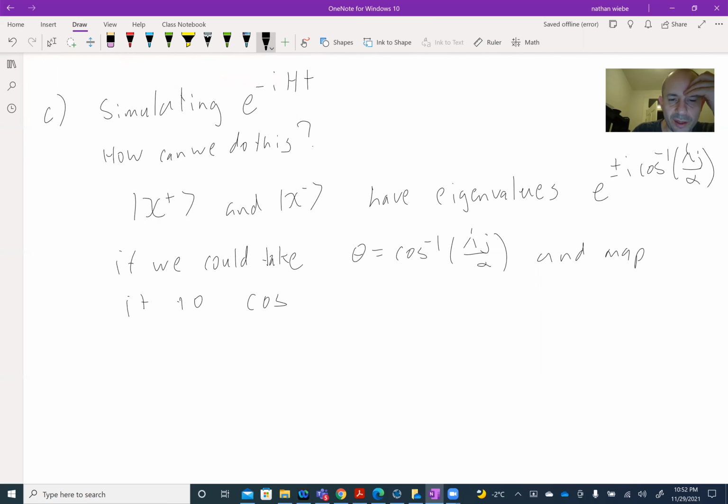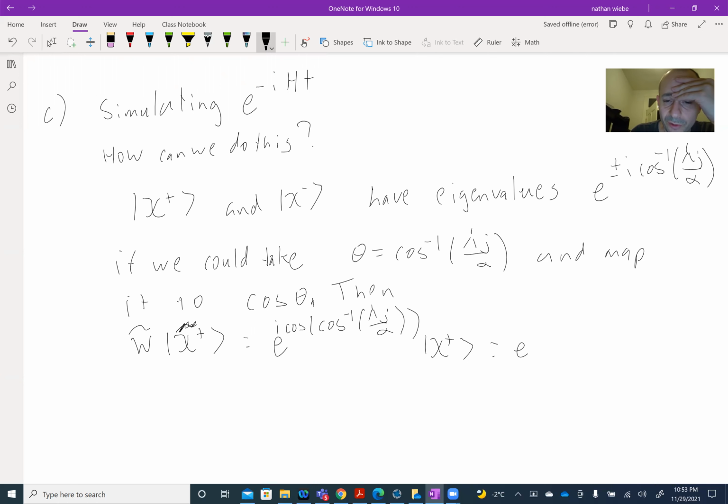to cosine theta, then W acting on chi plus, or let's call it chi plus tilde for the transformed version, or I should say, our transformed version of W. If we could transform W in such a way as to do this, then we would end up having that this would be e to the i cosine of arc cosine lambda j over alpha, chi plus, which is just actually equal to e to the i lambda j over alpha, chi plus.